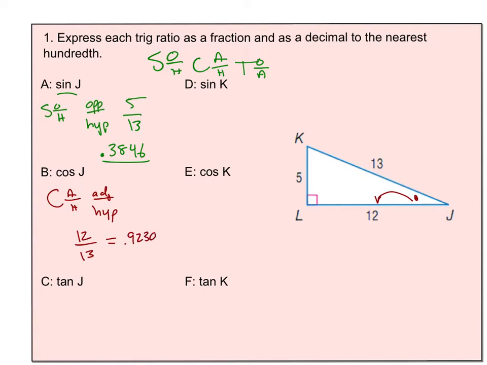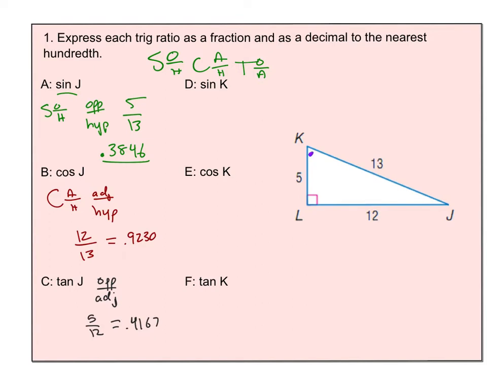All right, and the tangent of J, remember tangent goes opposite over adjacent. So you're going to go 5 over 12, which is going to be 0.4167. That's my answer. All right, so now I'm going to flip it around. Okay, so now I've done everything from the perspective of angle J. Now I want to look at it from K.